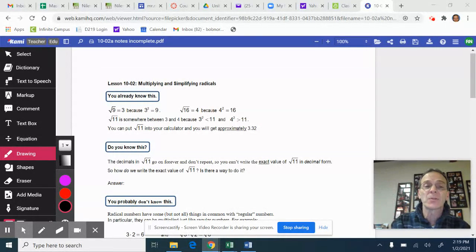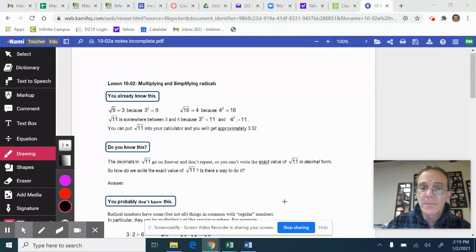And then you've also learned that the square root of 11 is somewhere in between 3 and 4, because 3 squared is less than 11, and 4 squared is more than 11. So the square root of 11 must be somewhere in between 3 and 4. You know that without a calculator. But you also know you can put the square root of 11 into your calculator. The calculator will give you approximately 3.32.